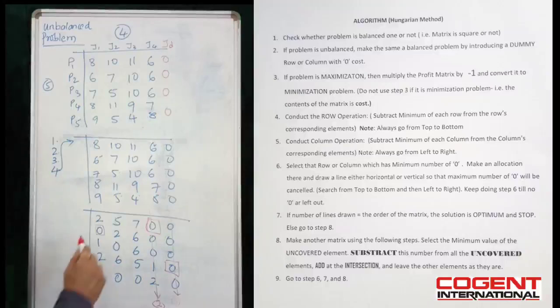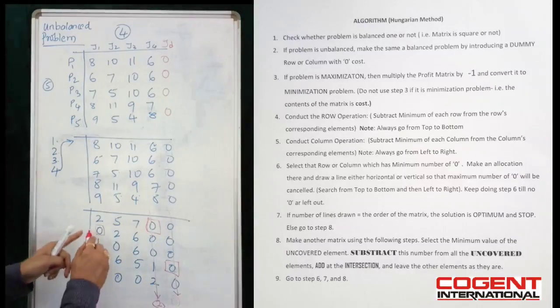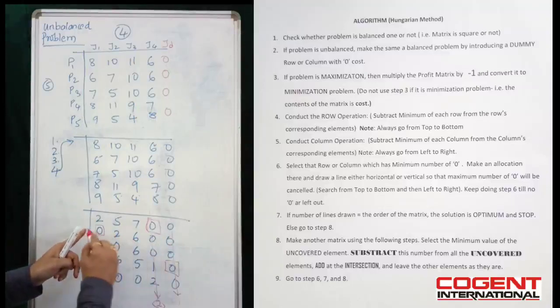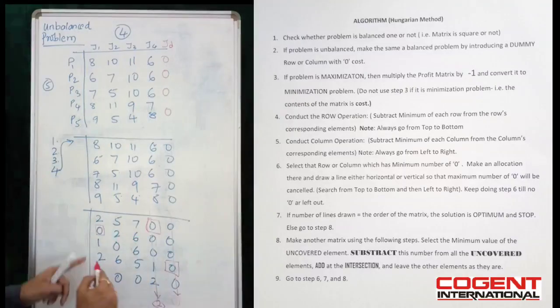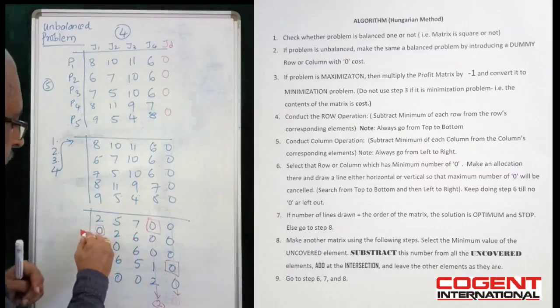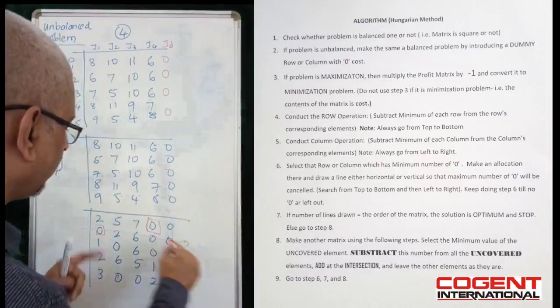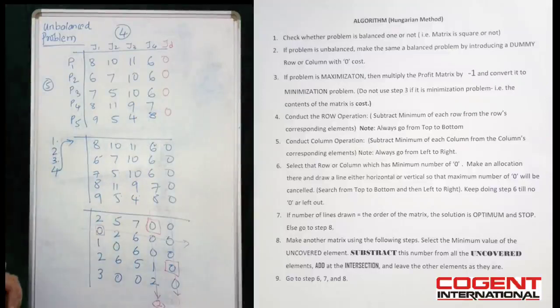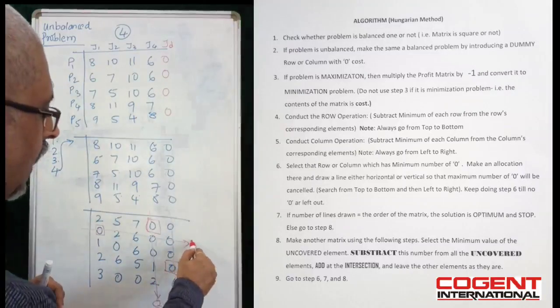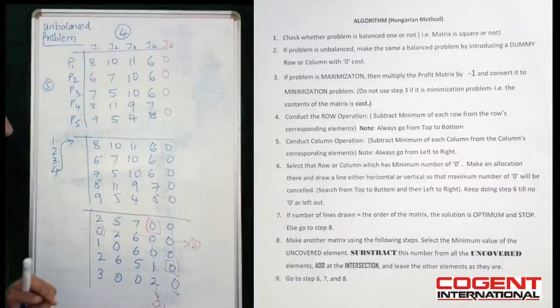I have to draw a line either horizontally or vertically to cancel the maximum number of zeros. Draw however you want, but preferably be a little judicious here. Try to cancel that row or column where the cost is more. So here I have 1, 2 and 3 and here I've got 2 and 6. It is better to cancel like this. Nothing will happen if you cancel the other way, you are going to get the same answer. So I have got the third allocation.